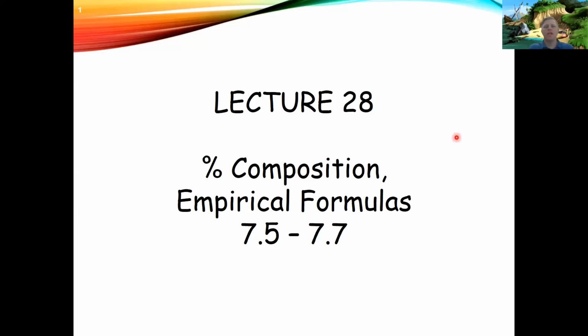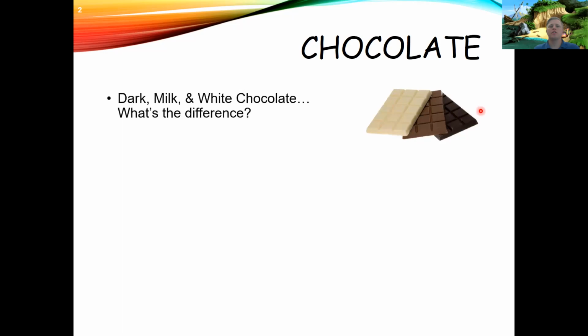This is lecture 28. Today we will be talking about percent composition and empirical formulas. We're going to start out today by talking about chocolate. So right here I got a picture of some white chocolate, some milk chocolate, and dark chocolate. So these are all different types of chocolate, but what makes them different? Why do we have these different types?